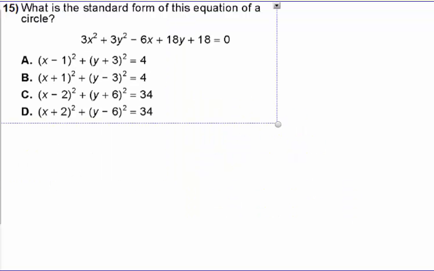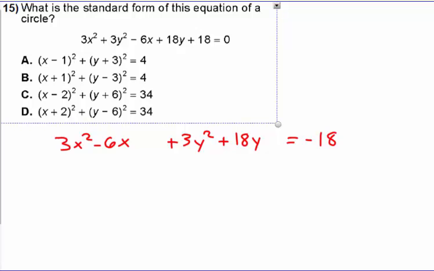Alright, so with this one, there's a bunch of different ways to approach this problem, but I think the first thing we should do is arrange everything in descending order. So we'd have 3x² − 6x, leave a little space, plus 3y² + 18y plus 18. Looks like I went and subtracted the 18 from both sides.